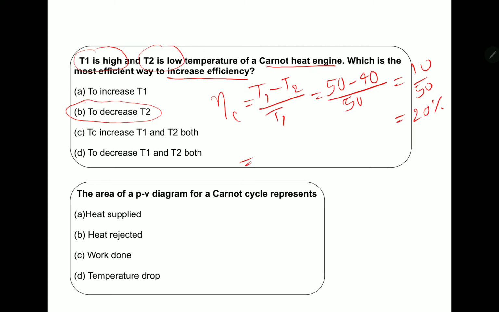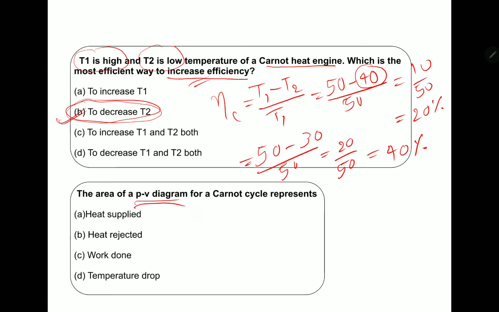Now if we want to increase efficiency, we have to decrease this value. Let's see, 50 minus 30 over 50, so we have 20 divided by 50, so we have 40% efficiency. As we can see, if we want to increase efficiency, we have to decrease the value of T2. So the right answer is option B.